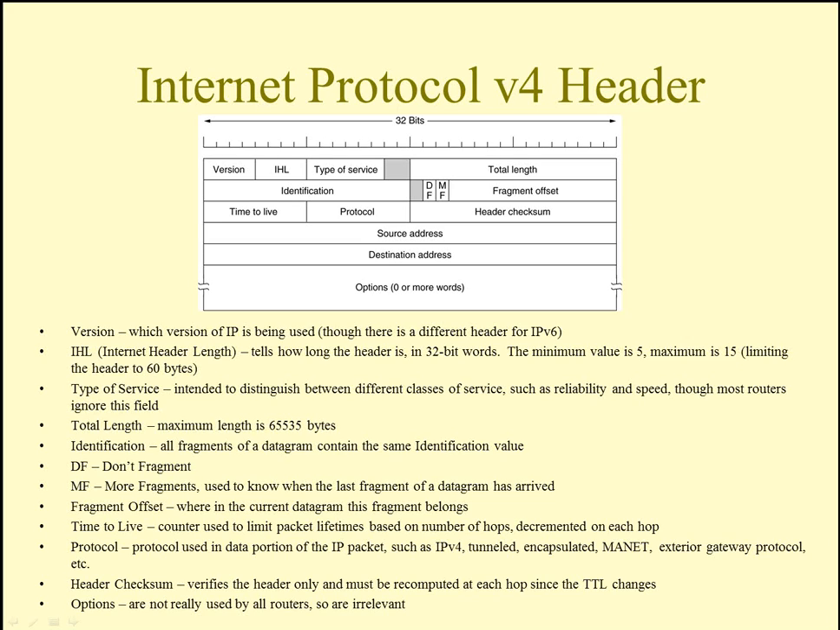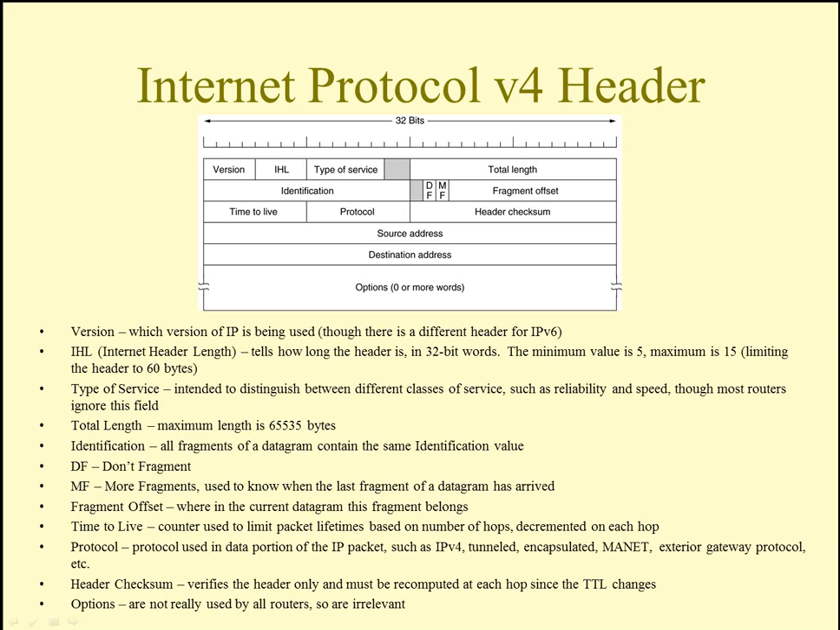The fragment offset is going to be incremented for each fragment that is transmitted. If we only have 5 fragments that are transmitted, we would have the identification on all 5 of those be exactly the same. We would have the don't fragment field set to 0 because we are fragmenting.